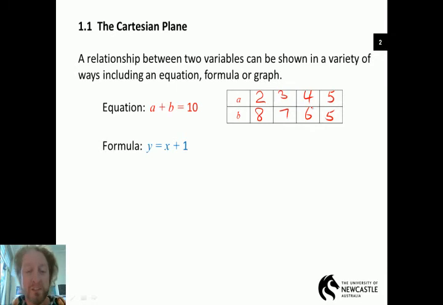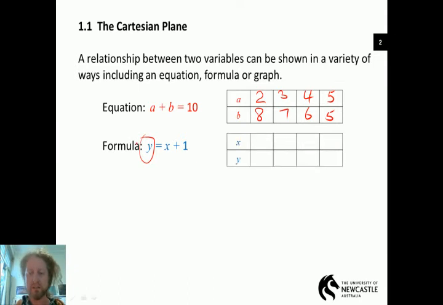Now, a formula is going to look very similar. Its only difference is that we've got one letter by itself, the subject of the equation. So formulas are written in a y equals, x equals, a equals sort of form. Anyway, in this one, the formula says y equals x plus 1. Well, let's look at another grid.